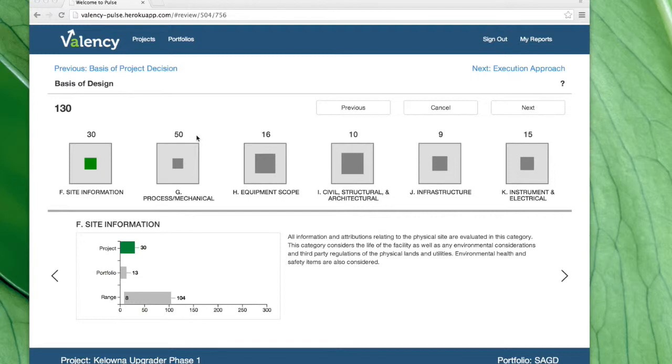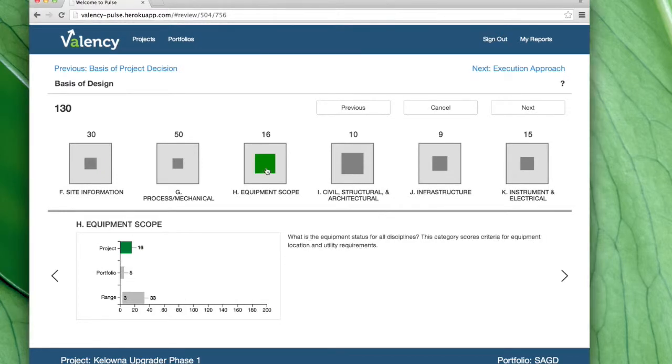We can also easily identify the categories with the most amount of undefined scope. The larger the gray area within the box, the greater the amount of undefined scope within that category. Here, equipment scope and civil and structural have the most amount of undefined scope within their category. Clicking on any of these boxes, like the equipment scope, allows us to put those findings of the assessment into context, just like we did within the sections.